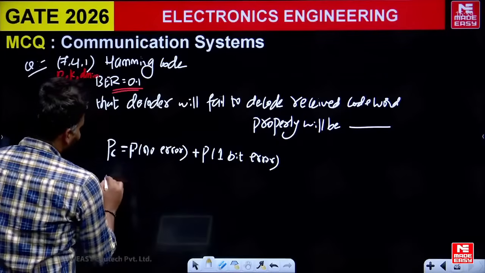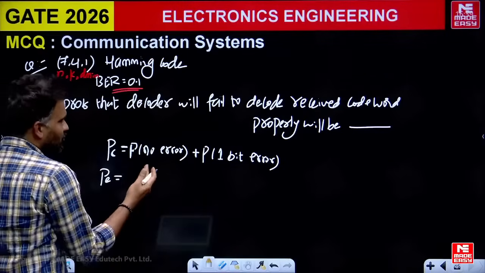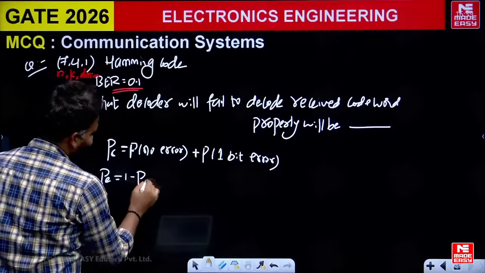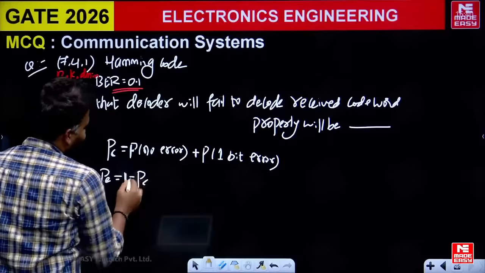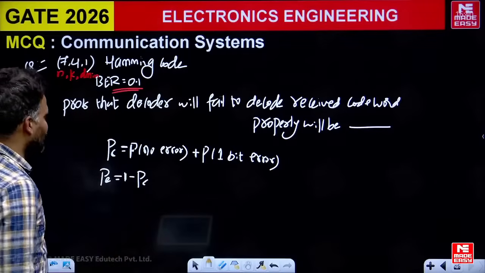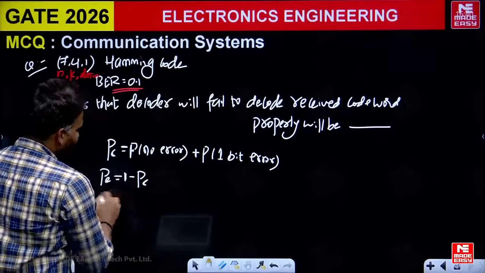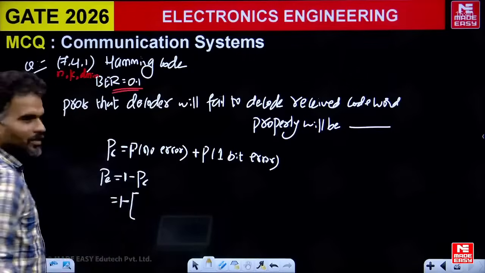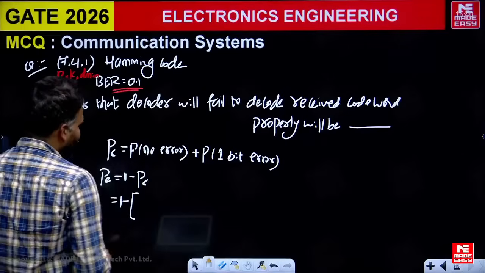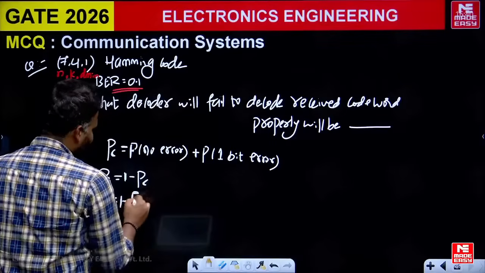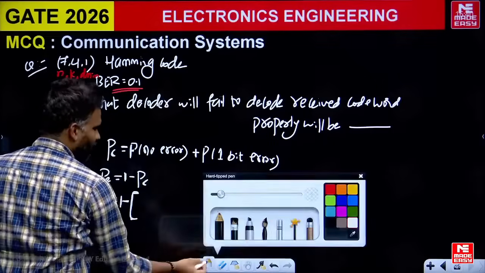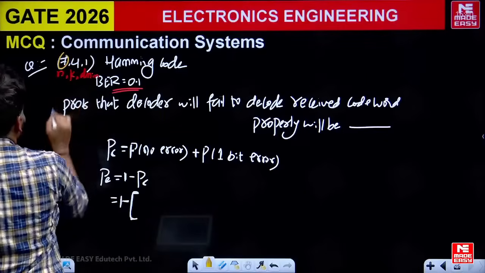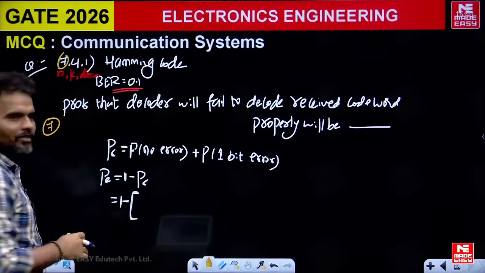Then what is the probability that the received code word is not decoded properly? That is 1 minus PC. The receiver failing to decode the received code word properly is 1 minus PC. To find 1 minus PC, first find PC. What is the probability of no error? For the (7,4,1) code, how many bits does the code word have? The transmitted code word has 7 bits in it.